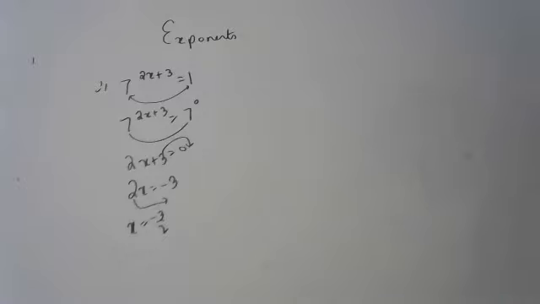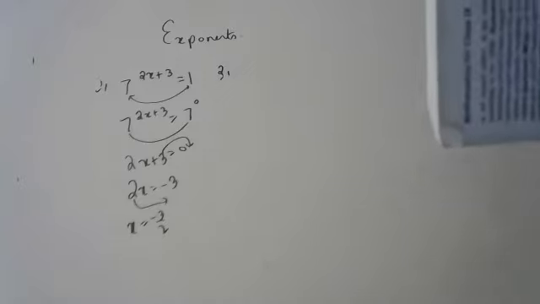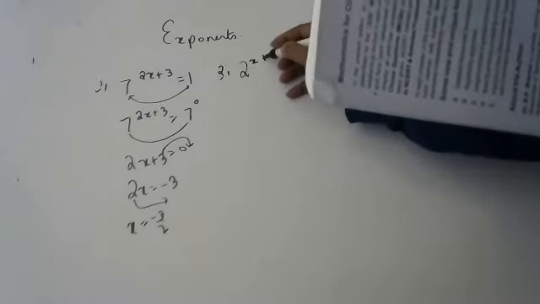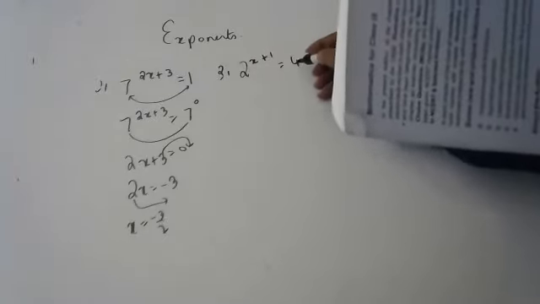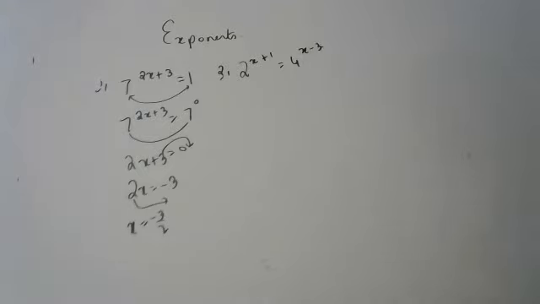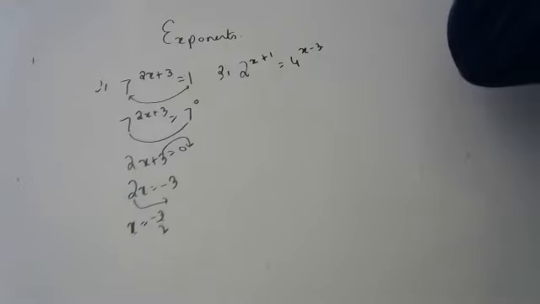One more sum, second sum. I hope you're enjoying these sums. The second sum goes like this: 2 to the power of x plus 1 is equal to 4 to the power of x minus 3. How to find out x? This is the question. You keep thinking, I'll come in one second.